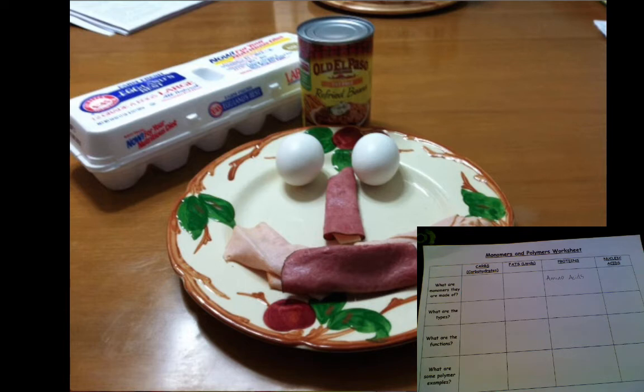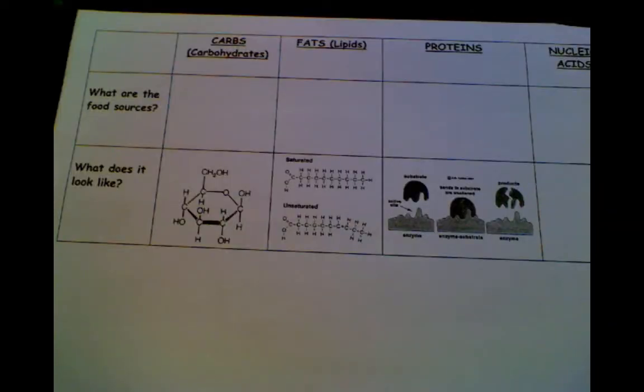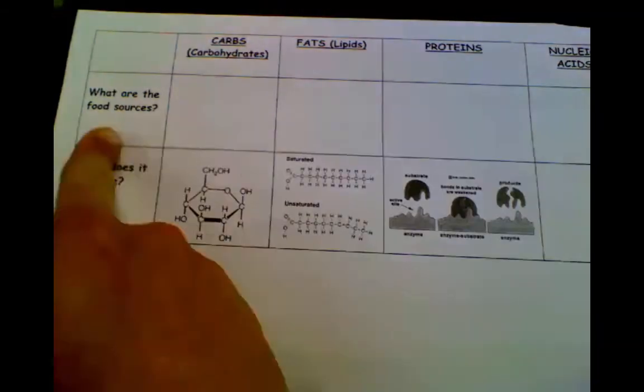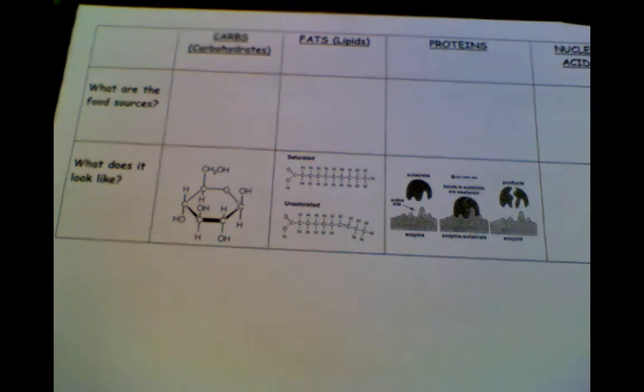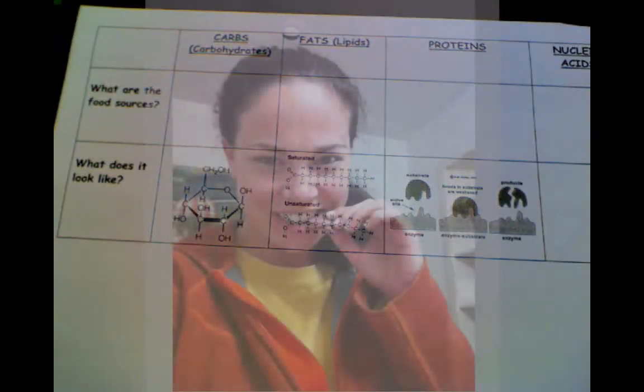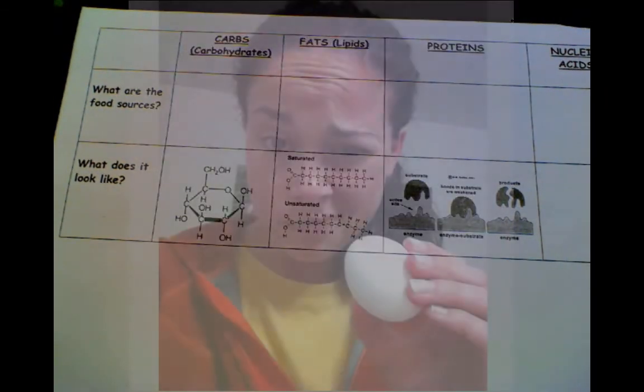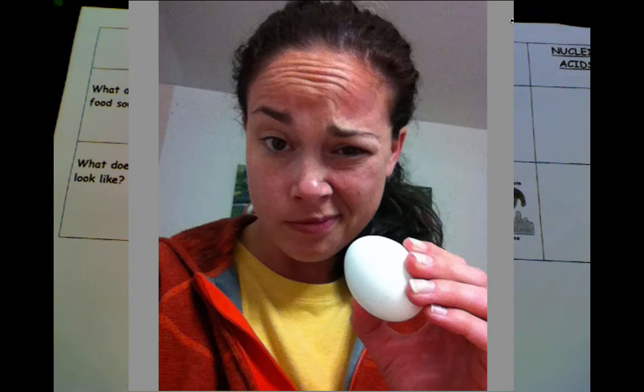Your first challenge is to discover the functions of proteins in living things through the internet and add them to your graphic organizer under "What are the functions?" The major food sources of proteins are usually animal products. So meat, eggs, and legumes, these are types of products that have proteins in them.